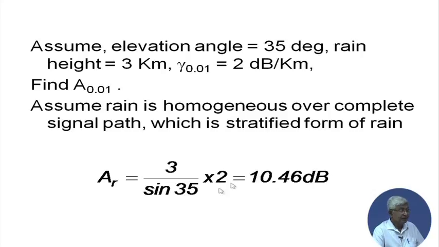Now let us look at this parameter, gamma. On what does this gamma depend, which is 2 dB per kilometer? If this increases, the whole thing increases.